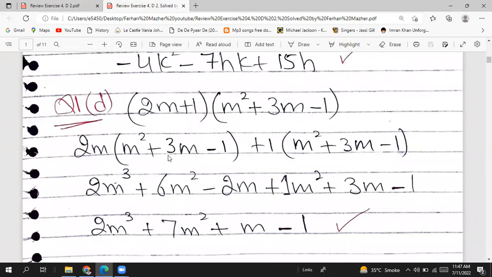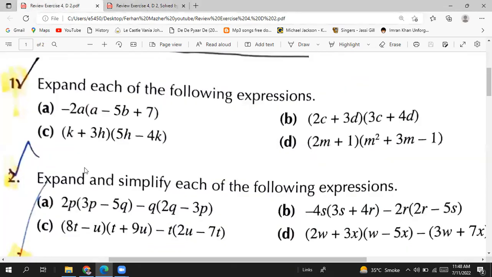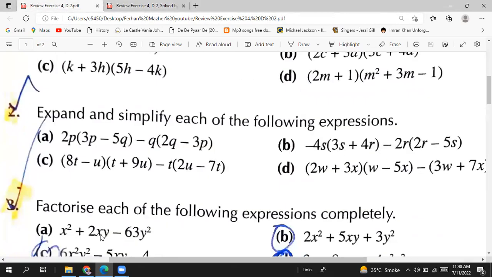So you will have 2m cubed plus 6m squared minus 2m plus 1m squared plus 3m minus 1. So 2m cubed, and these two joined together will make 7m squared, and minus 2m plus 3m will be plus m, and minus 1. So this is how you will do question number 1, its D part. Okay, my dear students, we are going to the next question.